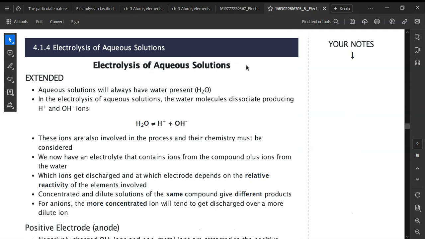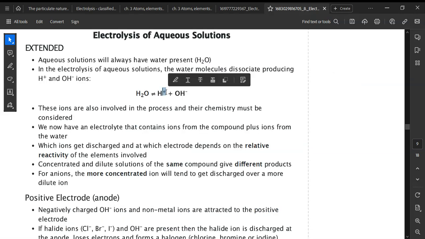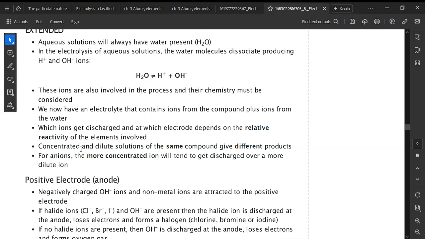Electrolysis of aqueous solutions. This is for extended students again, but you can watch if you want. Aqueous solutions will always have water present. In the electrolysis of aqueous solutions, the water molecules dissociate, producing hydrogen and hydroxide ions. So H2O is basically H+ plus OH-. These ions are also involved in the process and their chemistry must be considered. We now have an electrolyte that contains ions from the compound plus ions from the water. Which ions get discharged and at which electrode depends on the relative reactivity of the elements involved.